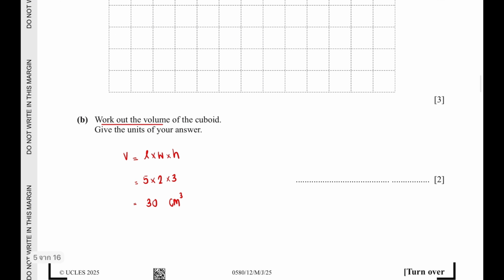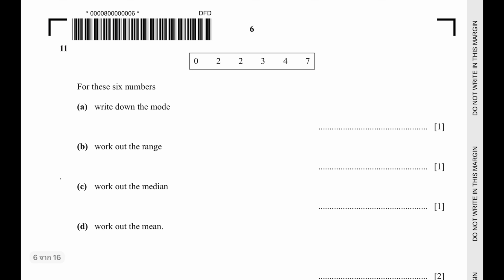Then question B. Work out the volume of the cuboid. So volume of the cuboid equal to length times width times height. So it is equal to 5 times 2 times 3, which is equal to 30. And the unit will be cubic centimeters. Okay. Then question 11. For these 6 numbers, write down the mode. Okay, so the mode of these 6 numbers is equal to 2.